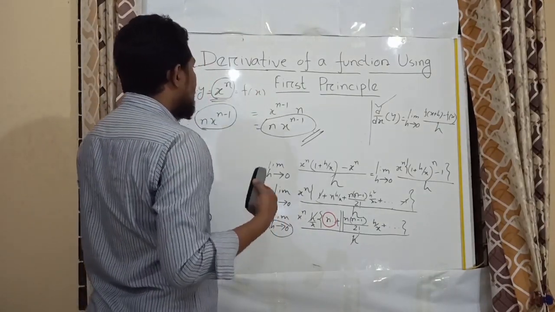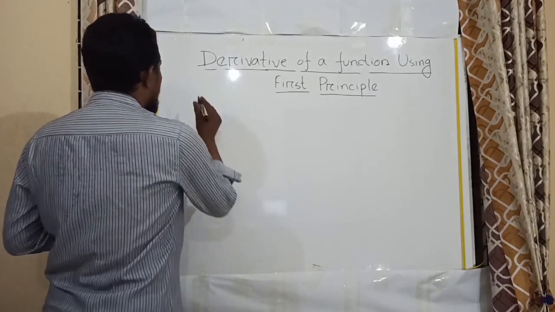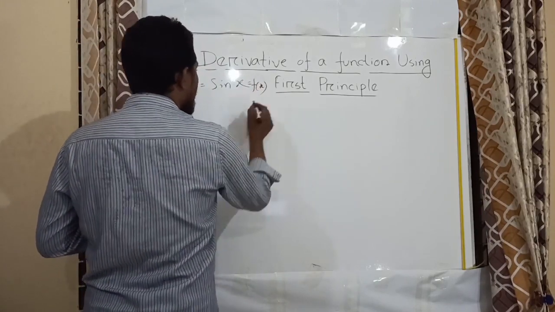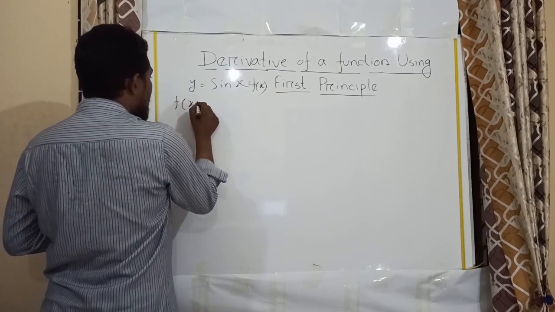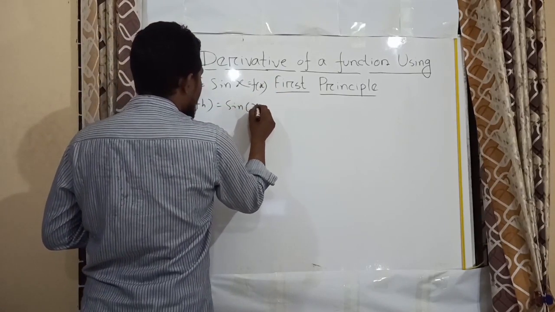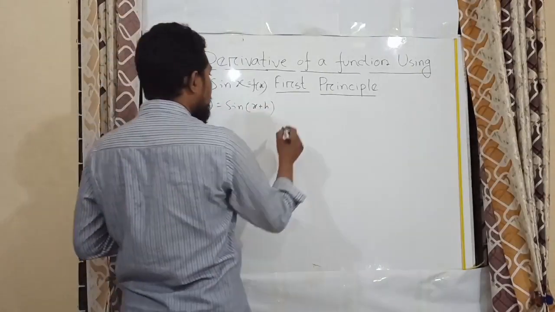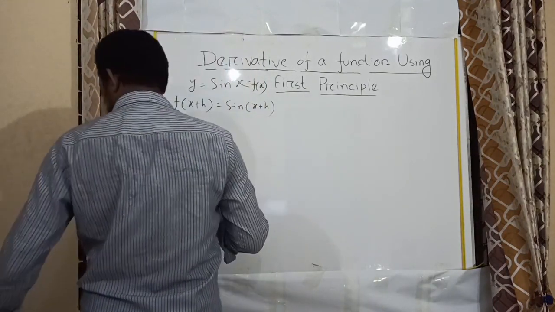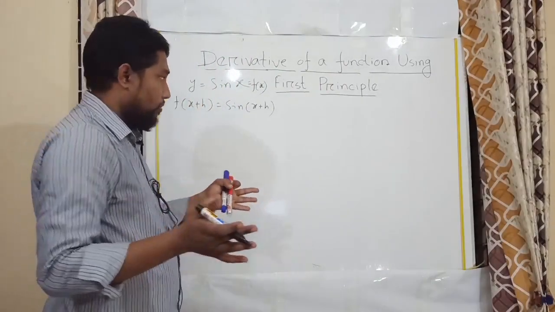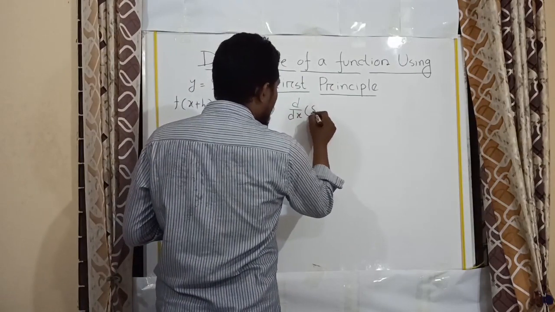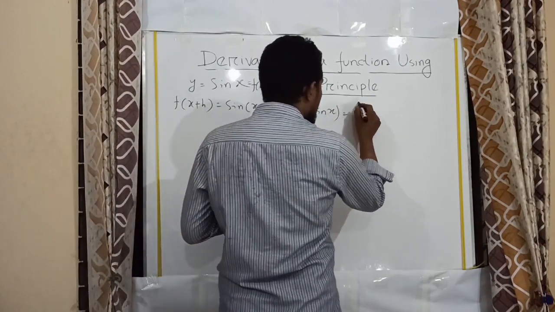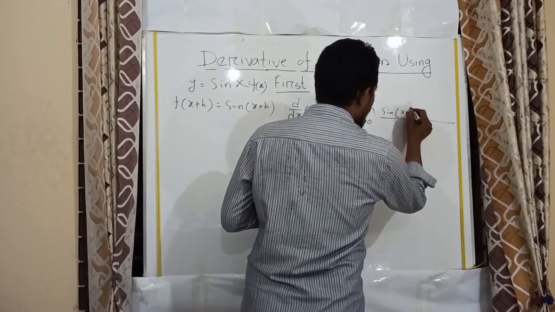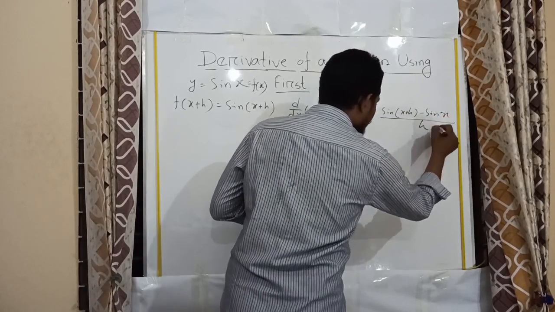The function is y equal to sin x. So I'm going to write y equal to sin x, a function of x. If we increase x by an amount h, then it will be sin of x plus h. We have to find the derivative of sin x. So we write d by dx of sin x equal to, by the first principle, limit h tends to 0, sin of x plus h minus sin x, divided by h.